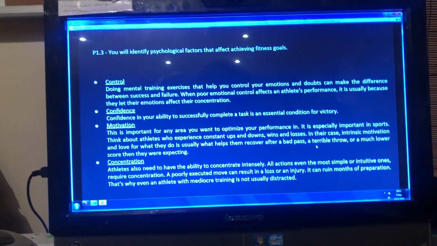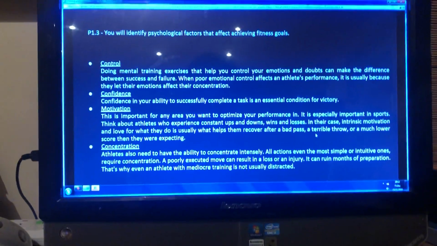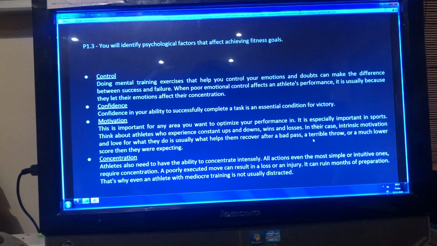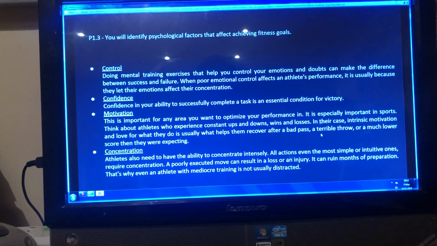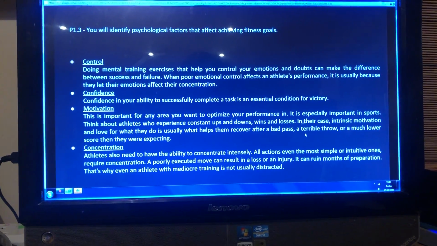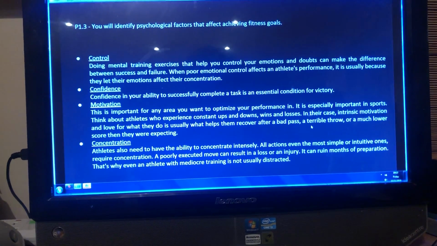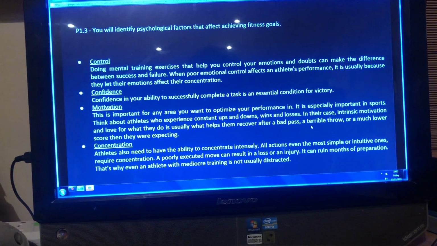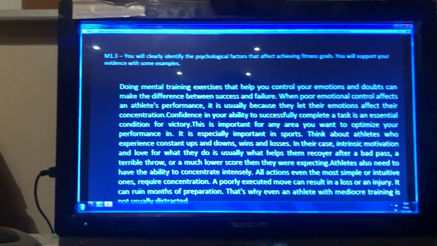Concentration. Athletes also need to have the ability to concentrate intensely. All actions, even the most simple or intuitive ones, require concentration. A poorly executed move can result in a loss or injury. It can ruin months of preparation. That's why an athlete with mediocre training is not usually distracted.